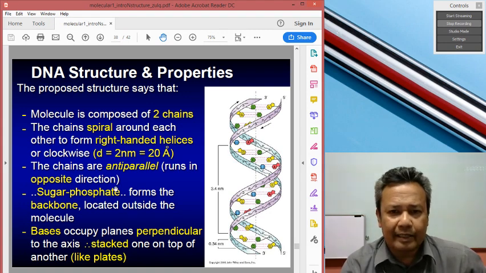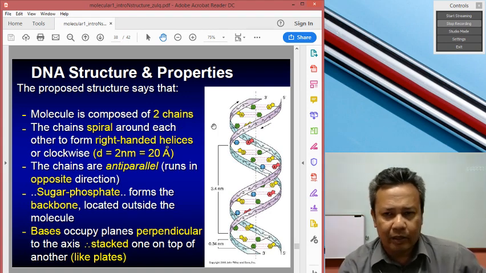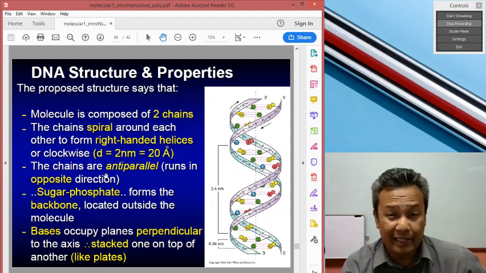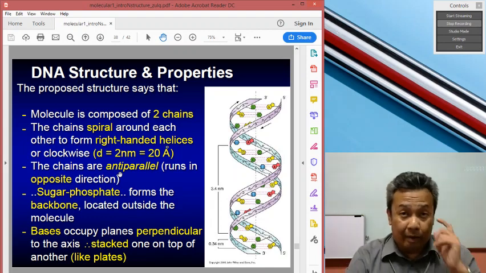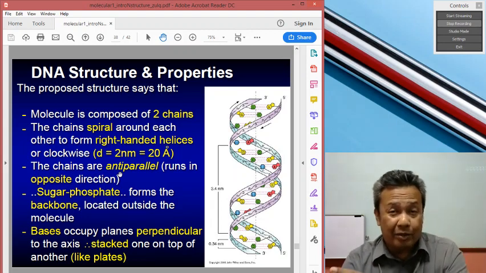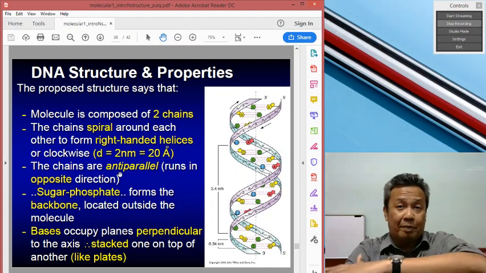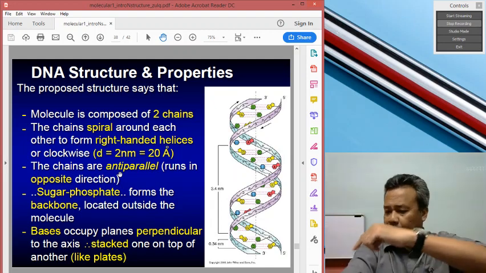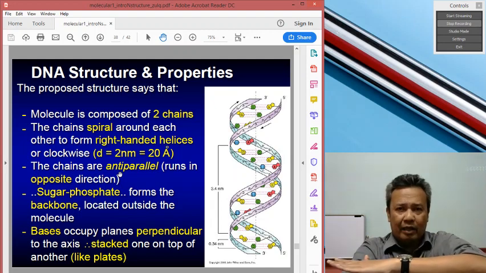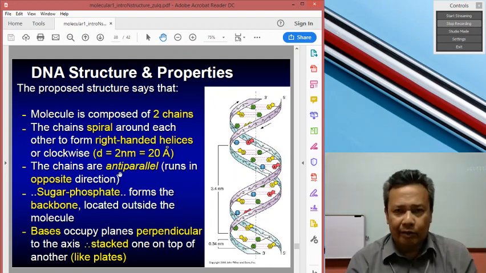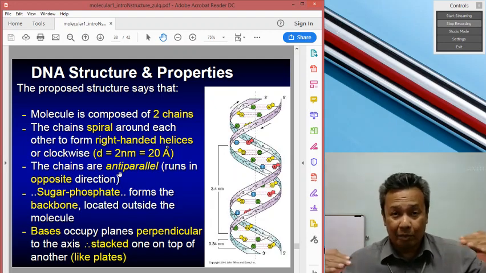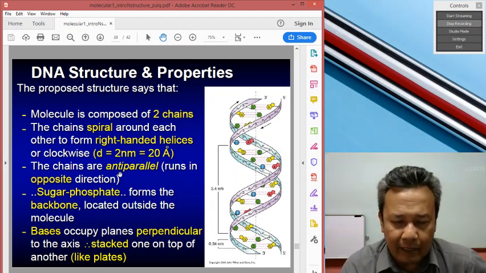Some facts, as I mentioned: it's a 2-chain, meaning double-stranded DNA, a spiral, right-handed helix. You all know that the chains are anti-parallel. Remember, if one is 5' to 3', the other one must be 3' to 5'. It's always like that, regardless of whichever way it's facing. So the DNA molecule must be anti-parallel.